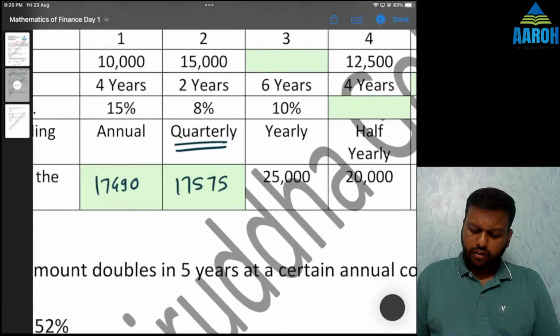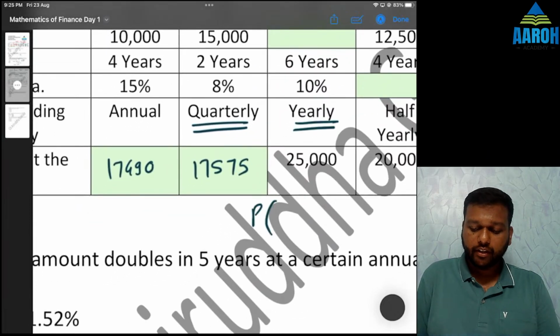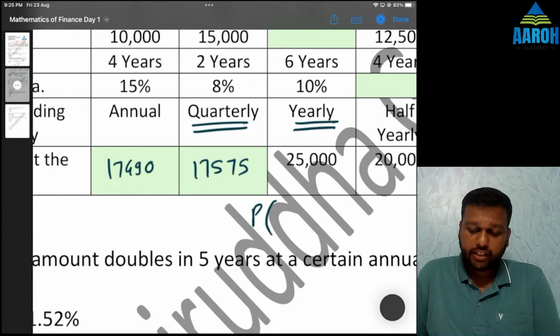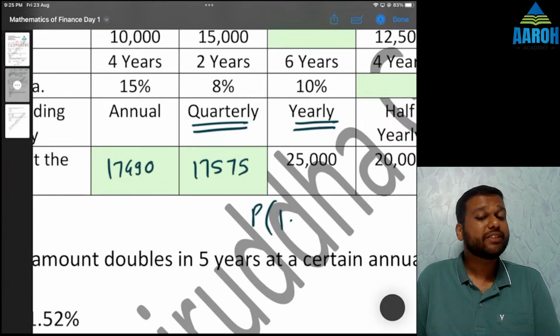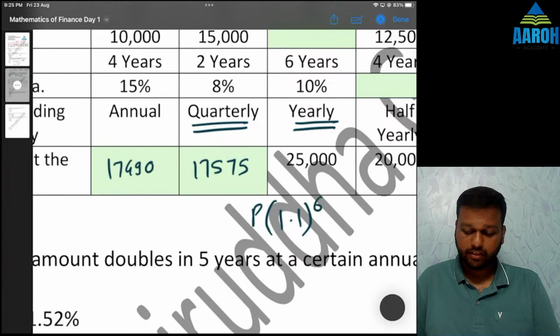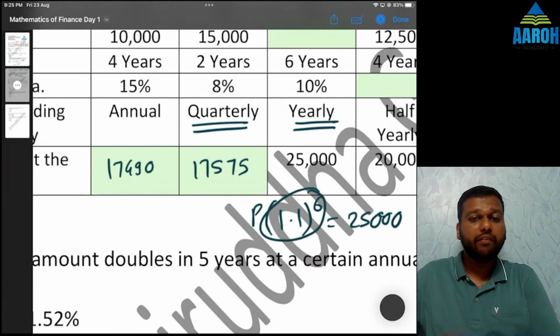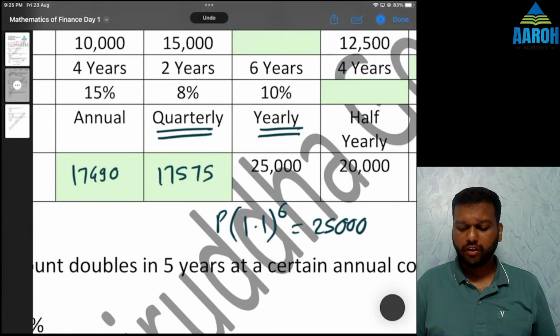Now, principal into 1 plus i raised to n. Compounding is yearly, so we'll take just the yearly interest, that is 10%, meaning 0.1, so 1.1 raised to 6 years. That gives us 25,000. Right? So we just have to calculate this and divide 25,000 by that amount.